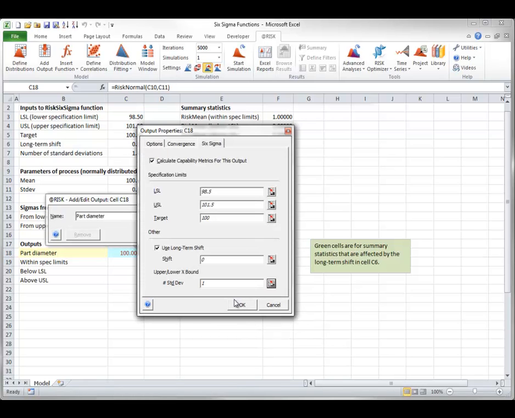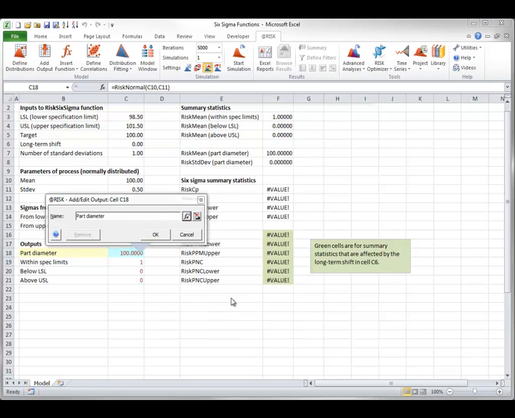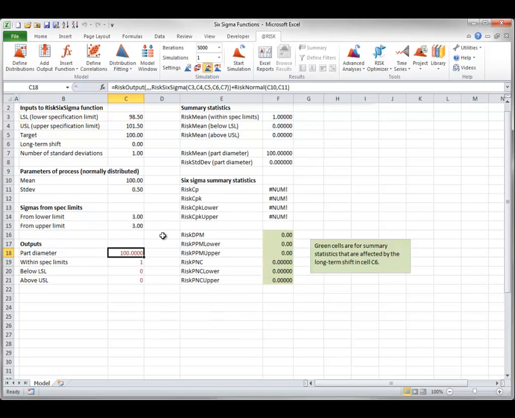Actually, the italics indicate that these values are cell references, as you just saw. And the value in cell C7 actually has no effect on any of the results shown in this video. Its role is quite limited. You then see that the risk output function in cell C18 includes the property function, risk 6 sigma, with those parameters.